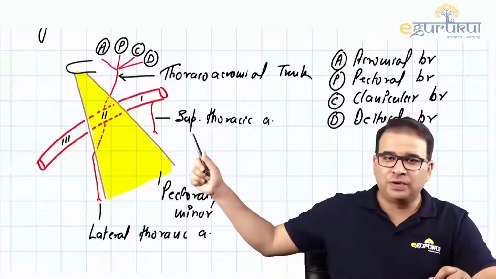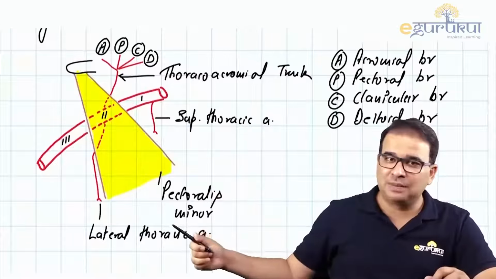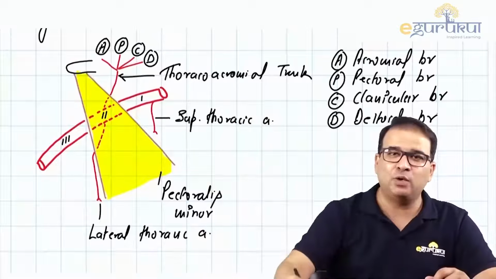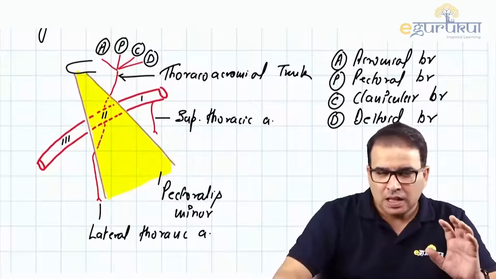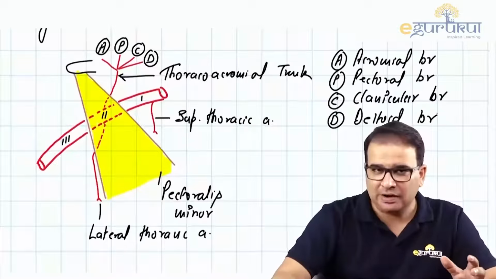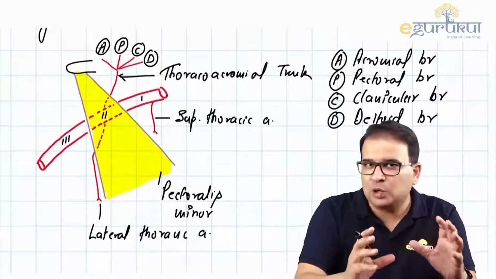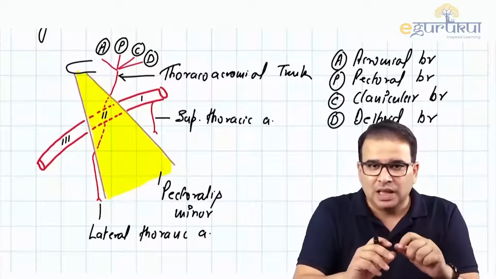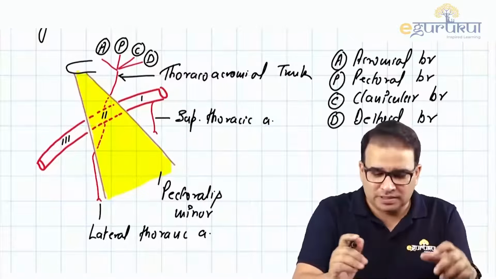So one artery from the first part, and we saw 2 arteries from the second part. One is lateral thoracic and one is thoracoacromial trunk. Now coming to the third part of axillary artery, this third part is very close to the surgical neck of the humerus, and that's why the branches are also in accordance.